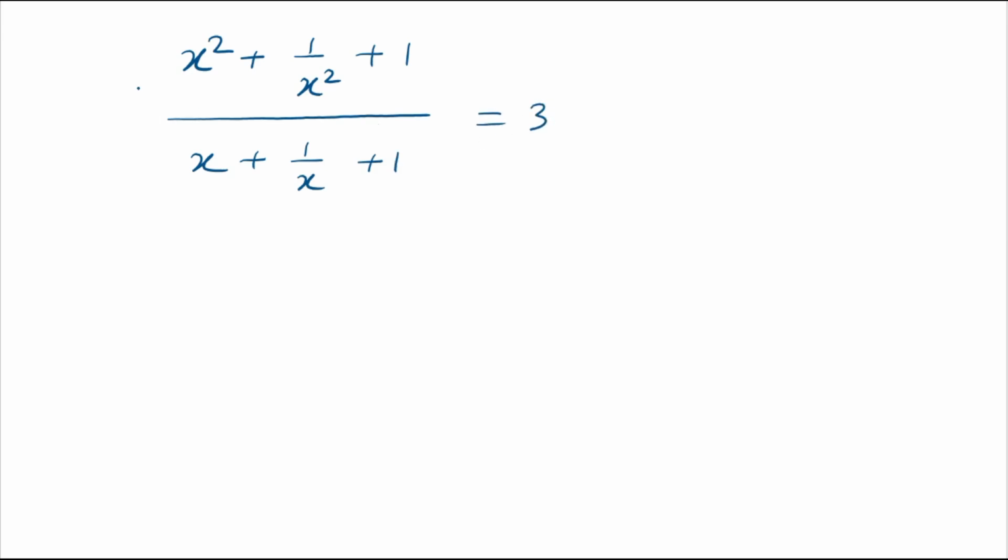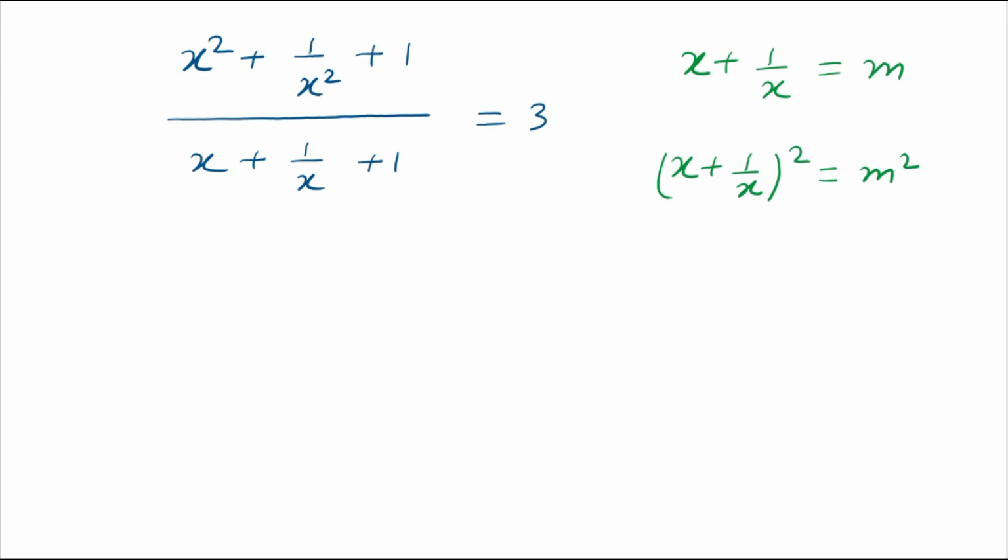Now we have (x^2 + 1/x^2 + 1) divided by (x + 1/x + 1), and this is equal to 3. Here we apply a substitution: let x + 1/x equal m. If we square both sides, then (x + 1/x) whole squared is equal to m^2.